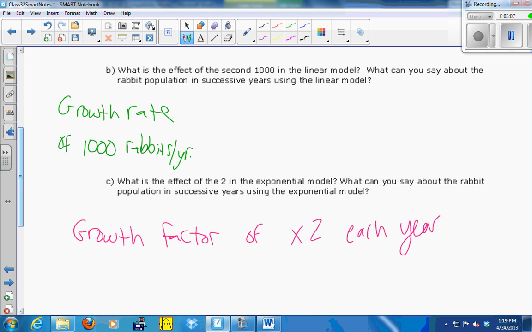So we call it a growth factor because it's what you multiply by. Factor is the word you use to represent one of the terms in a multiplication problem. So we call it a growth factor as opposed to a growth rate that we use for linear. But they both govern growth, right? So the 1,000 represents the initial number of rabbits, and then in the linear model we have a growth rate, and in the exponential model we have a growth factor.